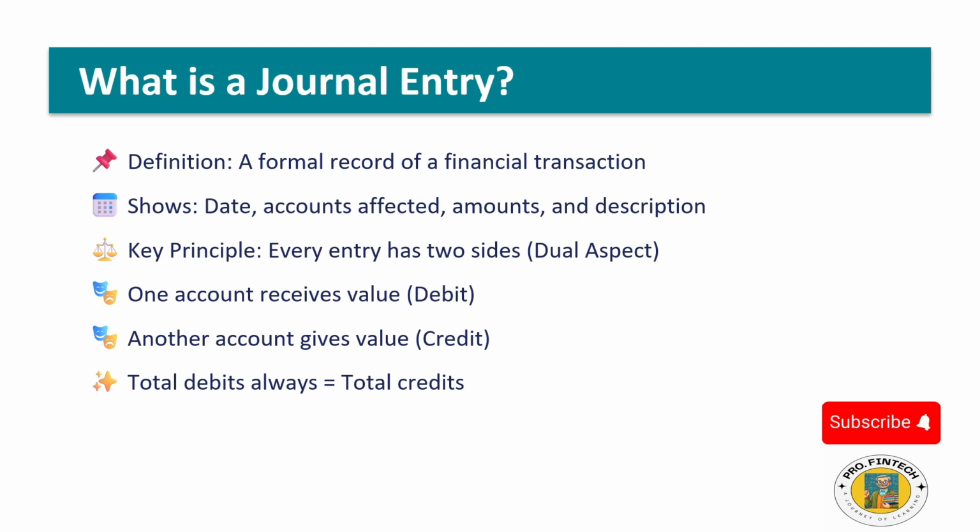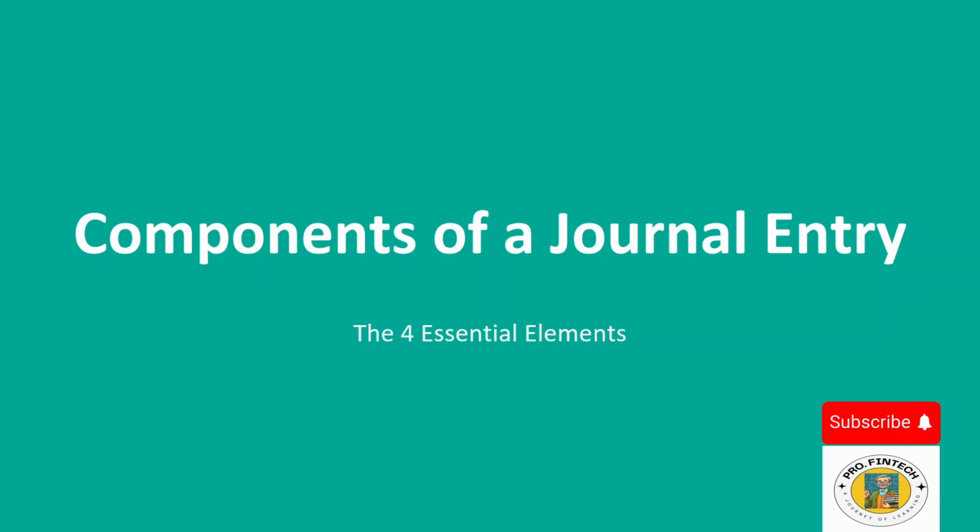And here's the golden rule that never changes. In every journal entry, your total debits must always equal your total credits. Always, no exceptions. Think of it like a seesaw on a playground. For the seesaw to be balanced, both sides need equal weight. If one side is heavier, it tips over. Same with journal entries. If debits don't equal credits, your books are out of balance.